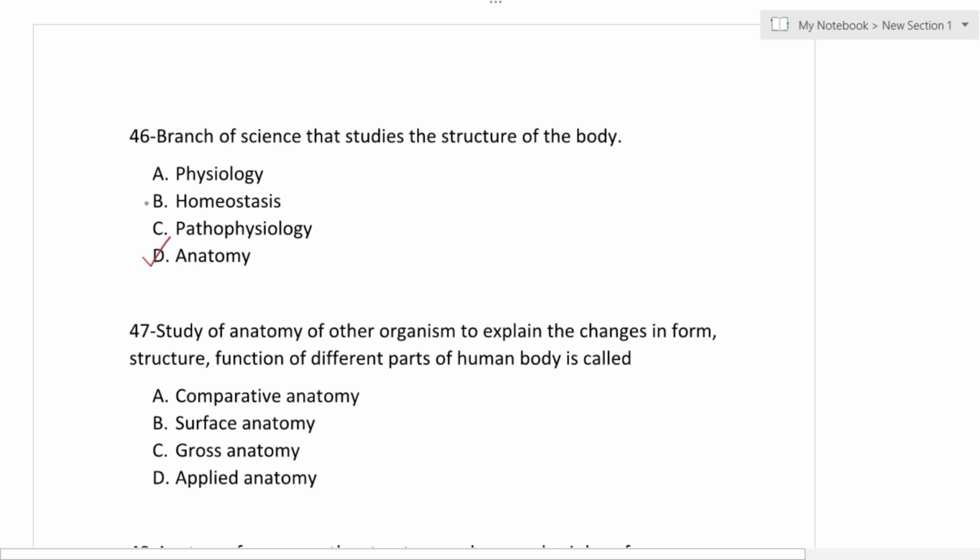Question number 47. Study of anatomy of other organisms to explain the changes in form, structure, function of different parts of the human body is called. Option A, comparative anatomy. Option B, surface anatomy. Option C, gross anatomy. Option D, applied anatomy.